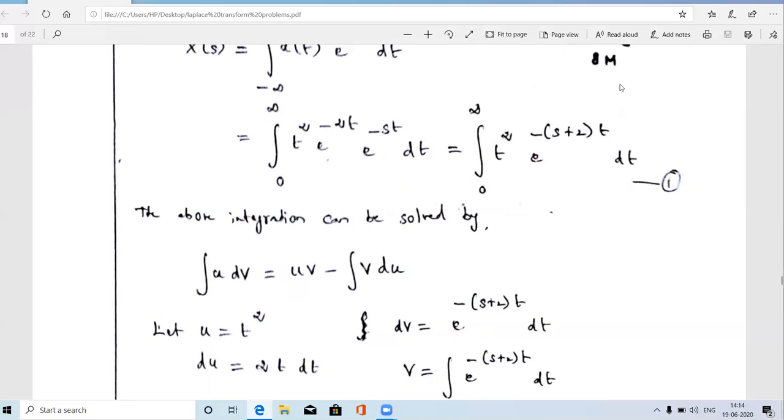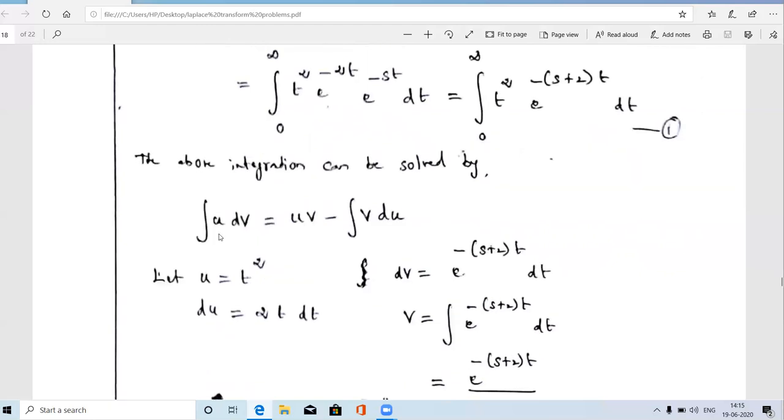So how do we solve this integration? In this, the t squared term is there and e power some value times t is there. We have to integrate with respect to the variable t. If e power alone were there, we would integrate it as e power minus (s plus 2)t divided by minus of (s plus 2). But here this e power term is multiplied with a t squared term. That's why we have to solve this integration using the u dv method.